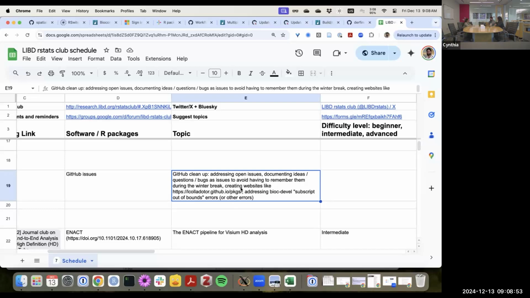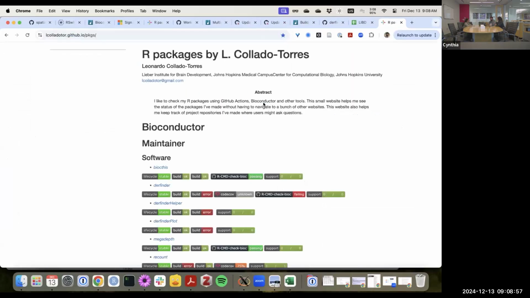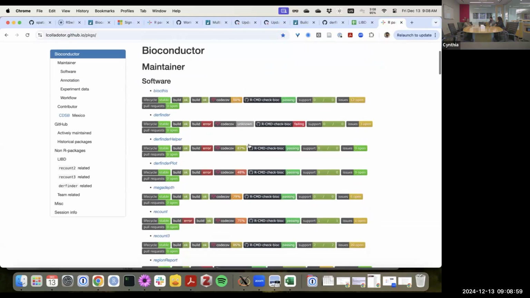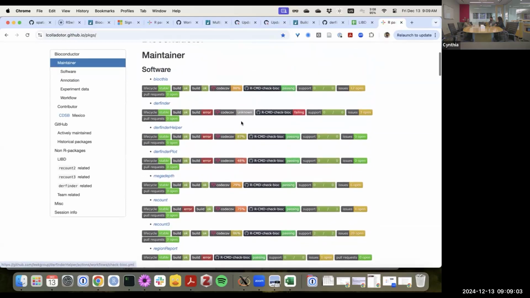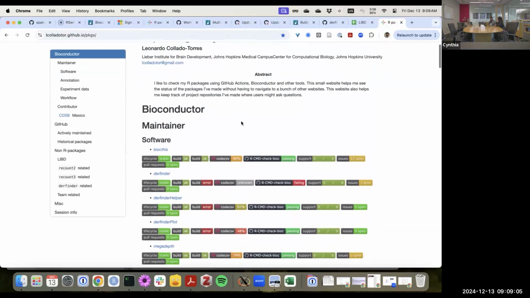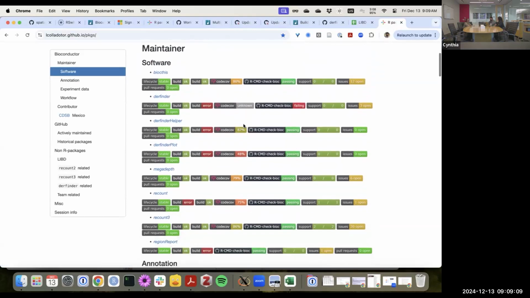Something else I told people was that I could also explain how to make a website like this, where basically it's a collection of little badges for the packages that I'm involved in. I felt like maybe other people in the team might want to make a version like this for themselves, such that they can easily go to one location and get a quick idea of what's the status of all their GitHub repositories.